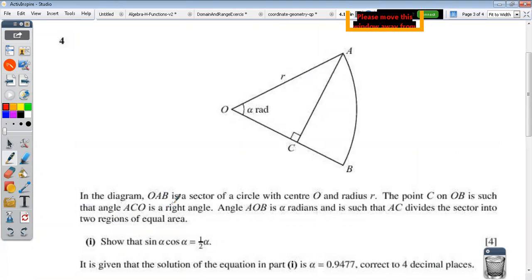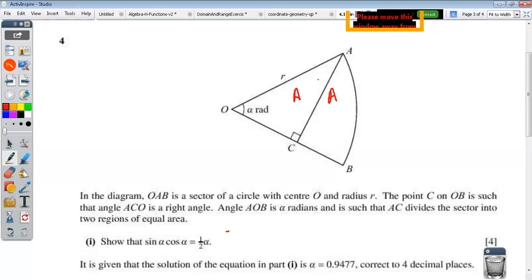In the diagram, AOB is a sector of a circle, center O, radius r. The point C on AB is such that the angle OCA is a right angle. AOB is A radians, and AC divides the sector into two equal areas. Two equal areas is the keyword. Show that sine theta cos theta is equal to half A.